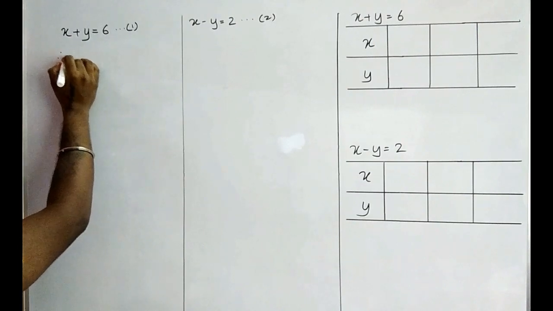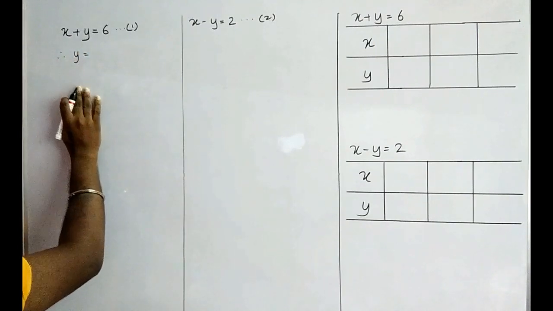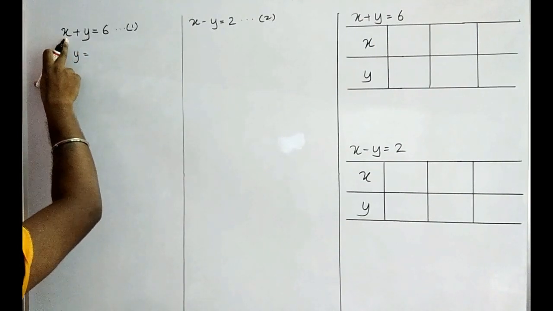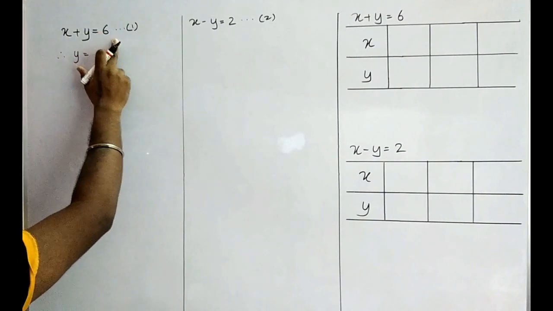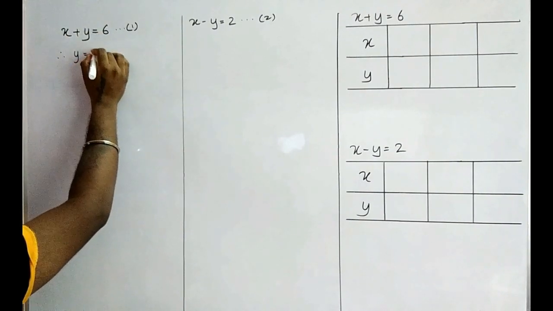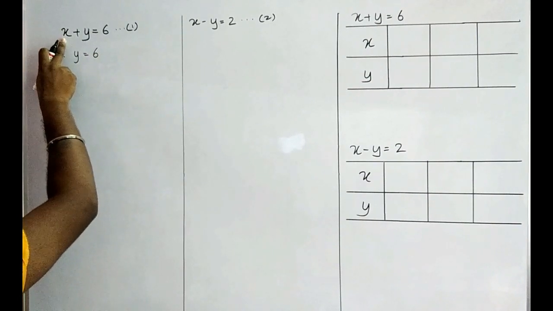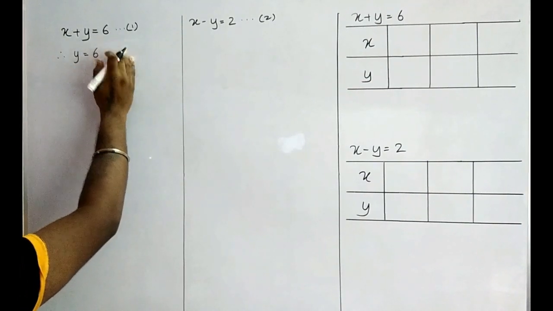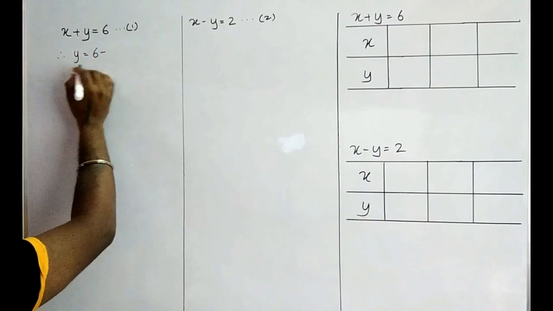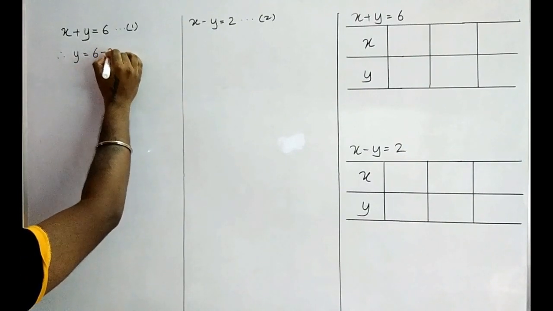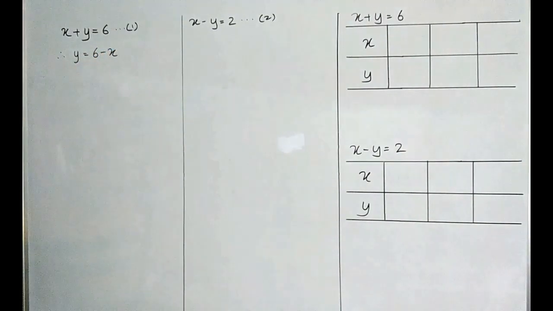Therefore, I'll say therefore y is equals to. Okay, so we are going to take this x from LHS and transfer it to RHS. So it will become y is equals to 6. Now x is positive on LHS. So when we take it from LHS to RHS, it becomes negative. So y is equals to 6 minus x. Okay. Now using this equation, we are going to find the values of x and y.